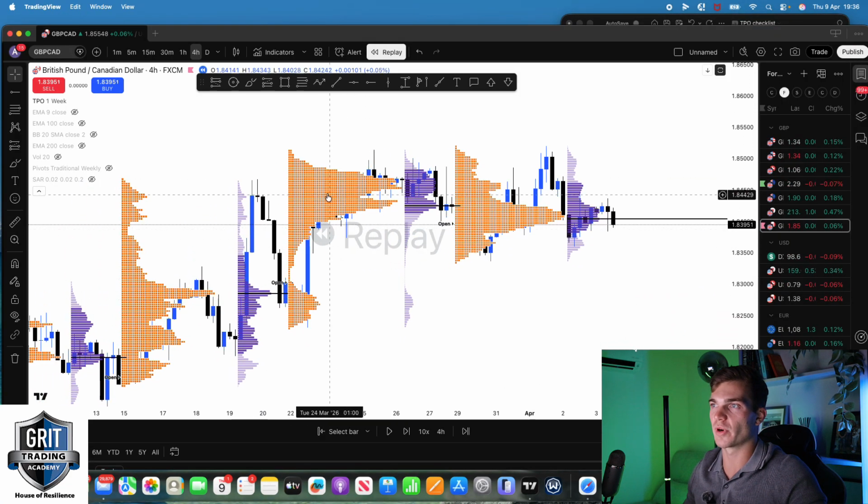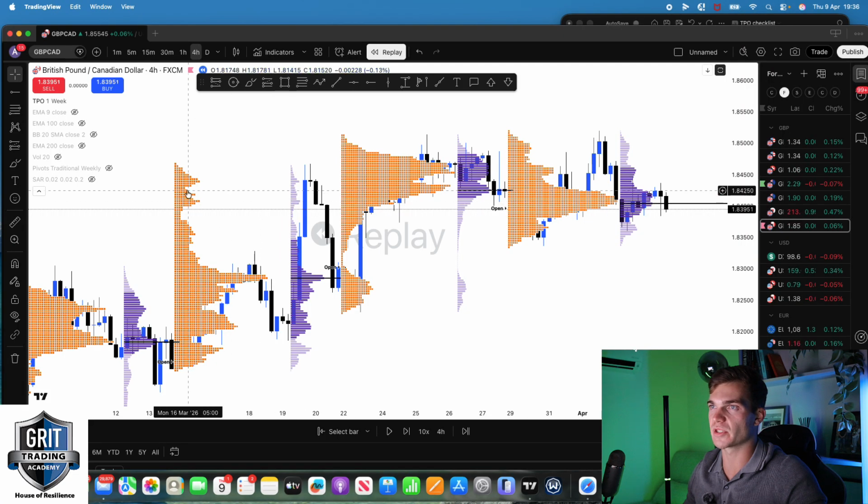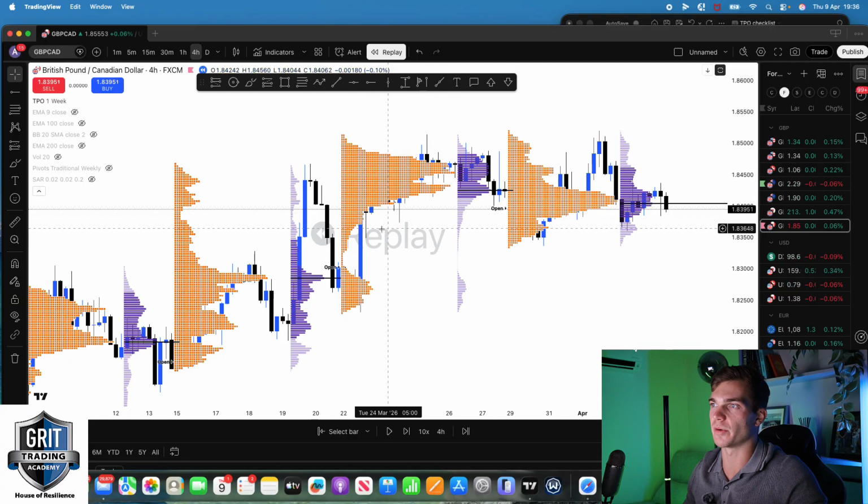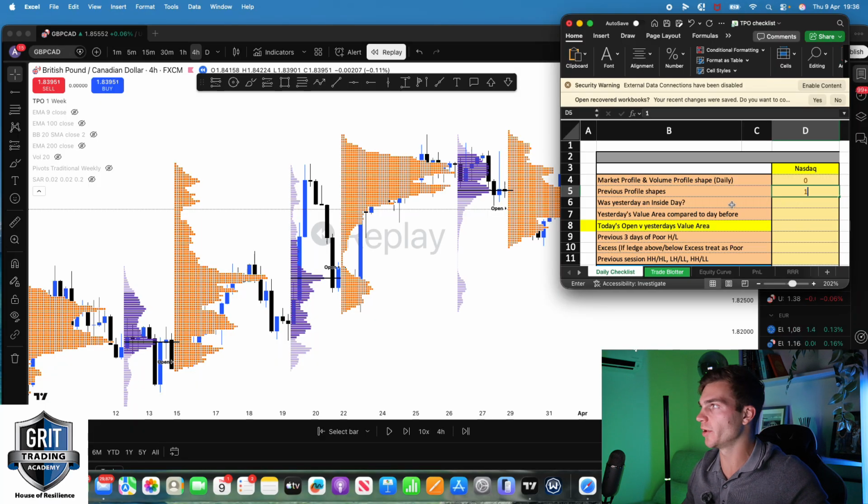Then we can look at the previous 3 profile shapes. So have we got anything here? We haven't got a D shape with a break higher, but what we have got here is a double distribution. It's a bit of a top heavy double distribution, but it is still a double distribution here. So I'm going to put that down as a +1 because we have this double distribution, which is a bullish signal, because we can see time was spent here and time was spent here, and the price action behind was bullish price action, which makes it a bullish double distribution.